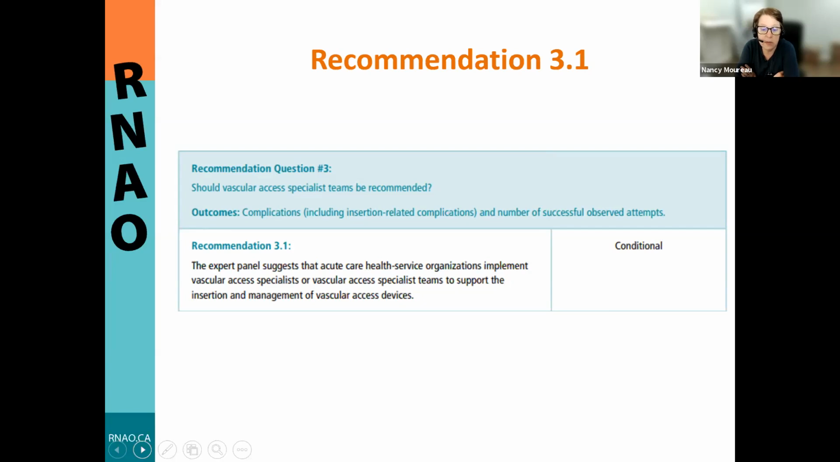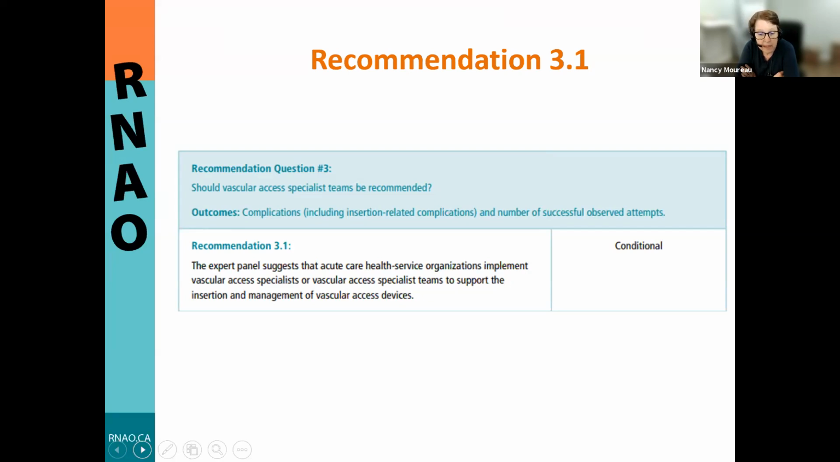All of these studies took place in an acute care setting, making this recommendation specific to acute care. The lack of studies for alternate care sites was considered a research gap for this recommendation, and thus the expert panel recommendation was conditional because it did not apply to all areas of practice.